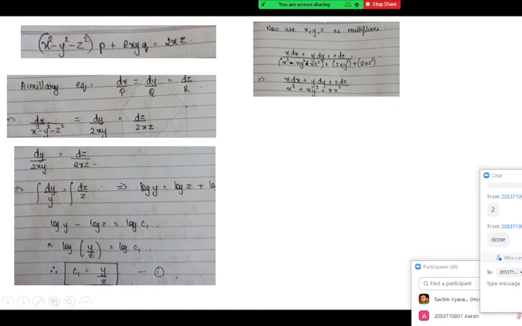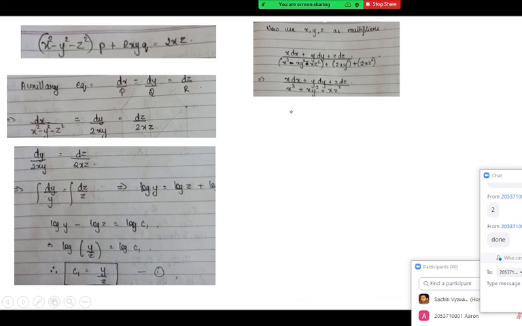So here I take xyz. If you multiply xyz to the numerator and denominator, it comes x dx plus y dy plus z dz divided by, now when you multiply by x to this one, it becomes x cube minus xy square minus xz square plus 2xy square plus 2xz square, and we are left here with x cube plus xy square plus xz square. So actually each ratio is equal to this much.